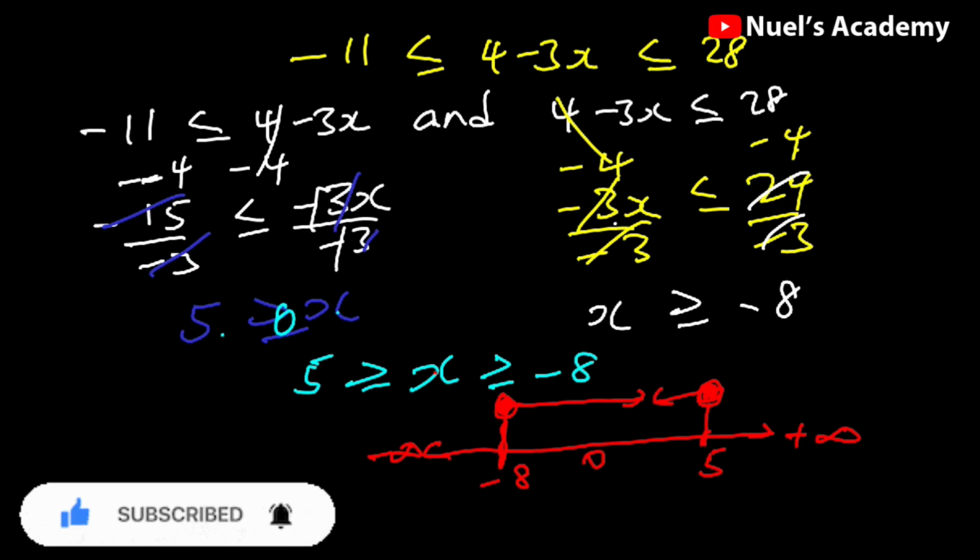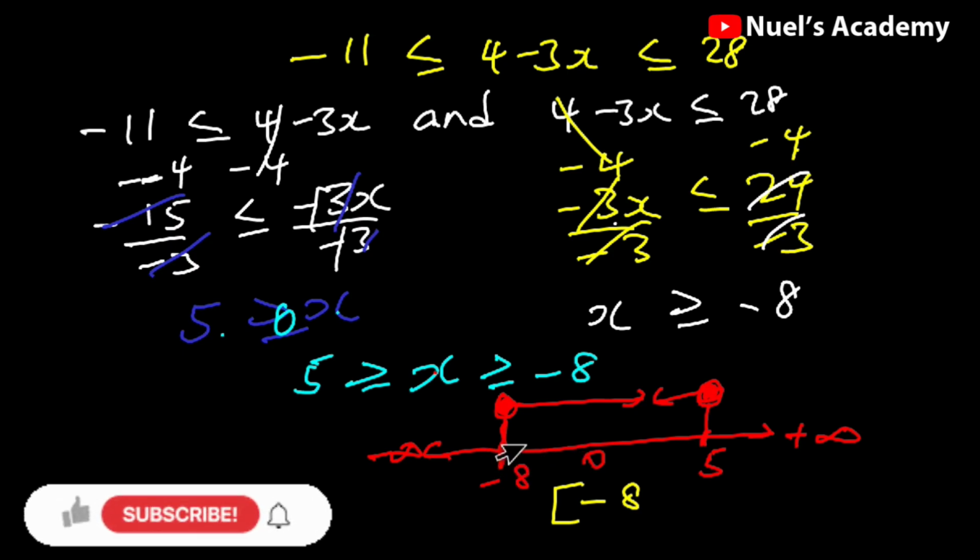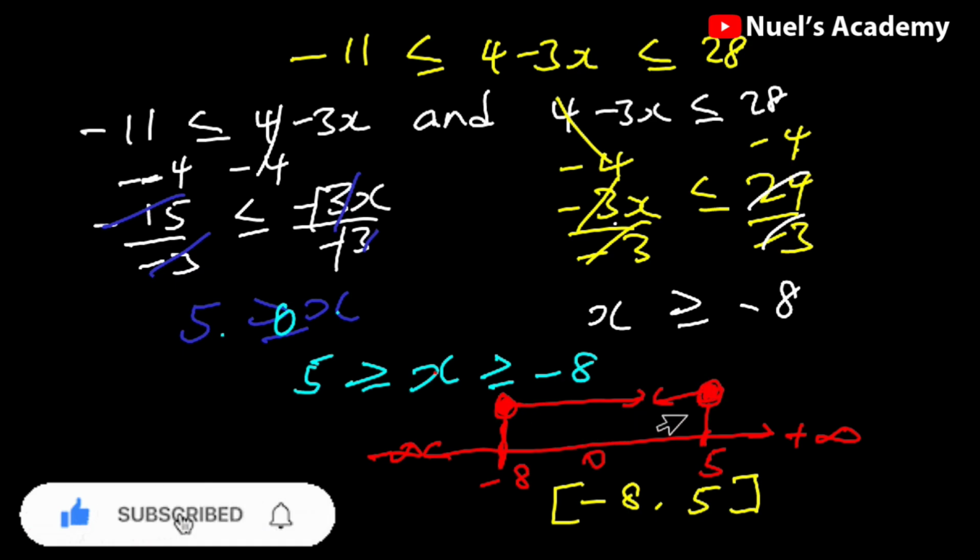So to represent this in interval notation, since both -8 and 5 are inclusive, we're going to represent both of them with a bracket. So we have -8. You first of all start with the smallest number, then comma 5. Both are closed because both are inclusive.